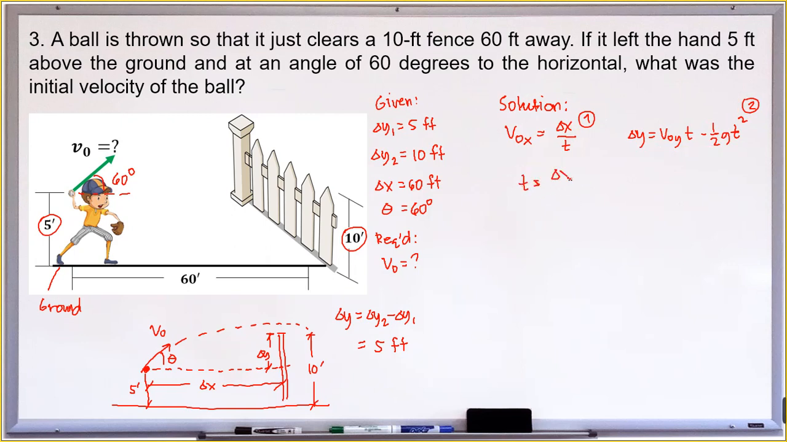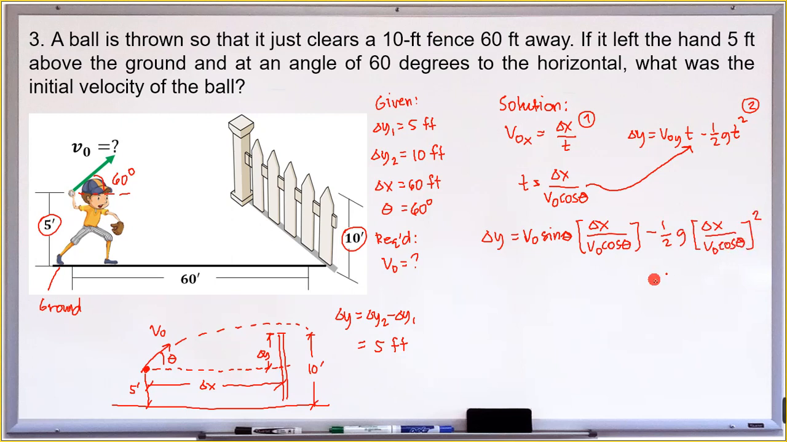So time is equal to delta x all over the initial velocity component along x, which can also be expressed as the product of the initial velocity times the cosine of theta. So we can plug this expression in for time in the second equation, and then solve for the initial velocity. So that is delta y equals v naught sine of theta, because the velocity component along y can be expressed as v naught sine theta, times t, which is delta x all over v naught cosine of theta, minus 1 half g times delta x over v naught cosine theta, all squared.